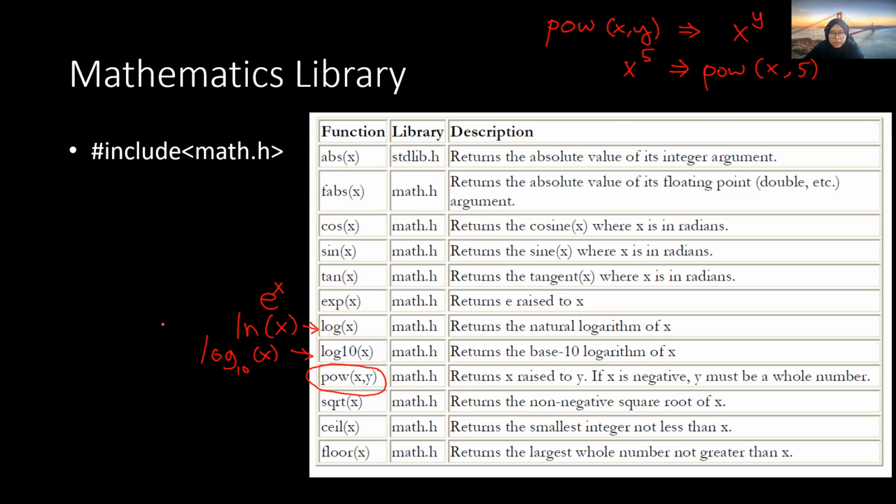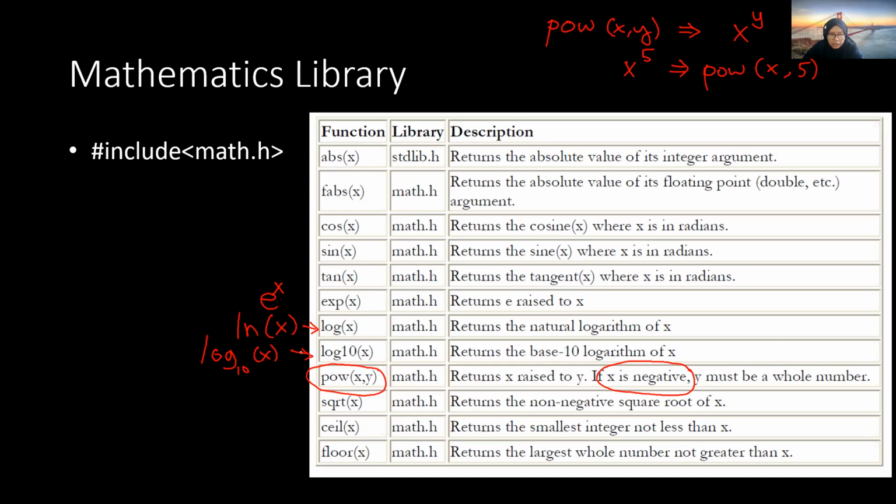So you raise x to the power of 5. y does not have to be a whole number, but if x is negative, then y should be a whole number, so just be careful. Otherwise it will be an error. If x is not negative, y can be any number.